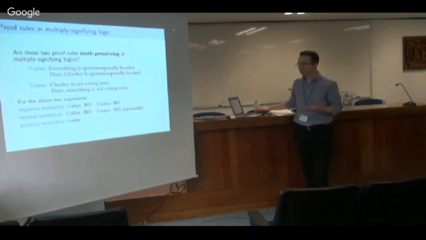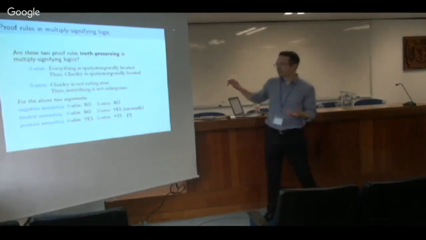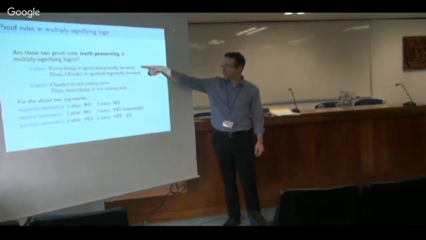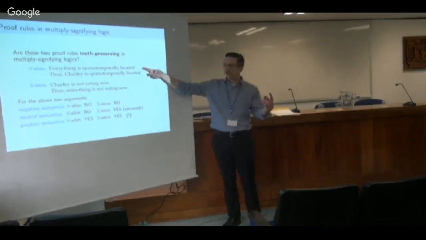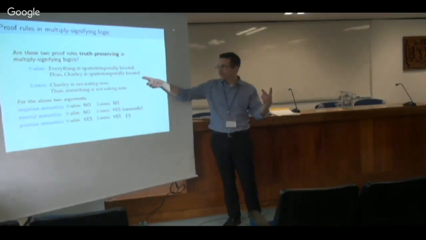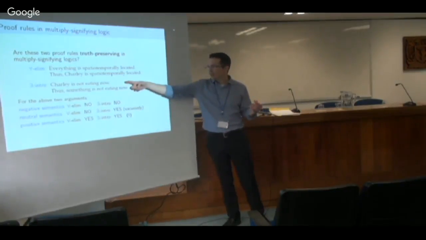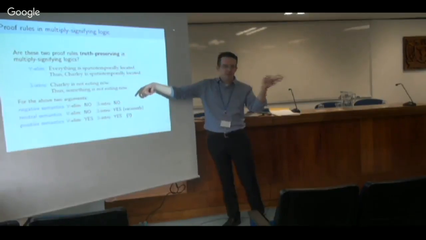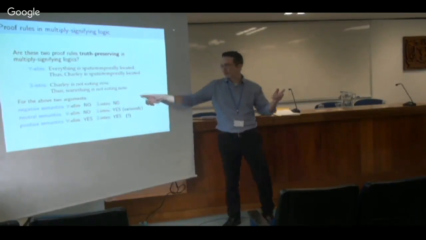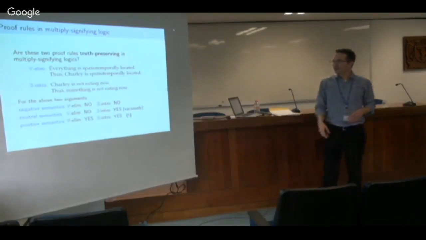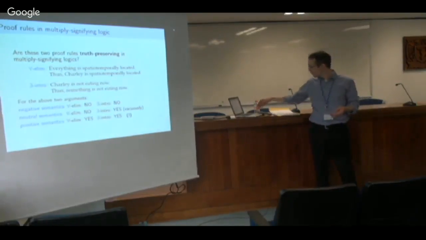What's interesting to me is that for the positive semantics, both of these things are going to be true. If everything is spatiotemporally located, that means A and B are both spatiotemporally located. Therefore, Charlie is spatiotemporally located. So this is going to be true because it's true on both disambiguations. Charlie's not eating now, right? So neither Aunt A is eating now, nor is Aunt B eating now. So something's not eating now. Yeah, that's true. So now you might think, oh, look, the proof rules don't have to change at all.